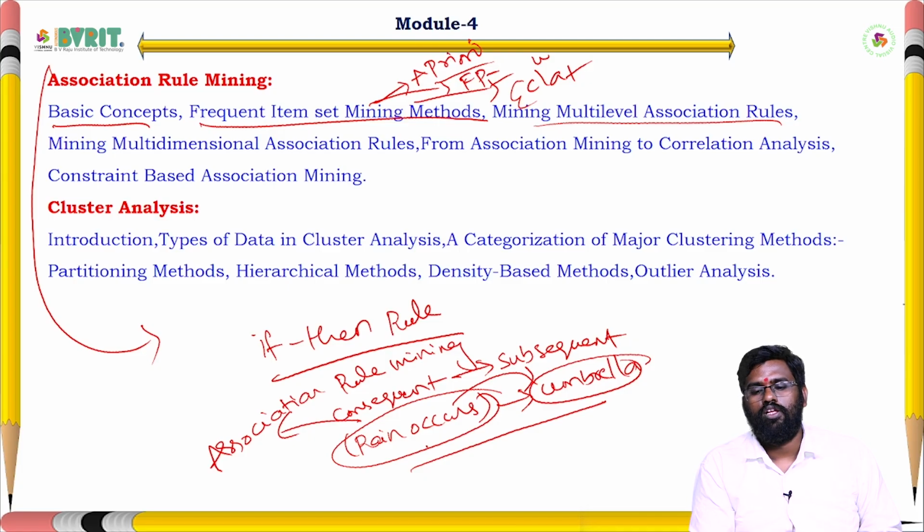Now, mining multi-level association rules: if the given rule has more than one level of representation, we need to take multi-level association rules. Multi-dimensional association: if the given rule has more than one dimension, we use multi-dimensional association rules.